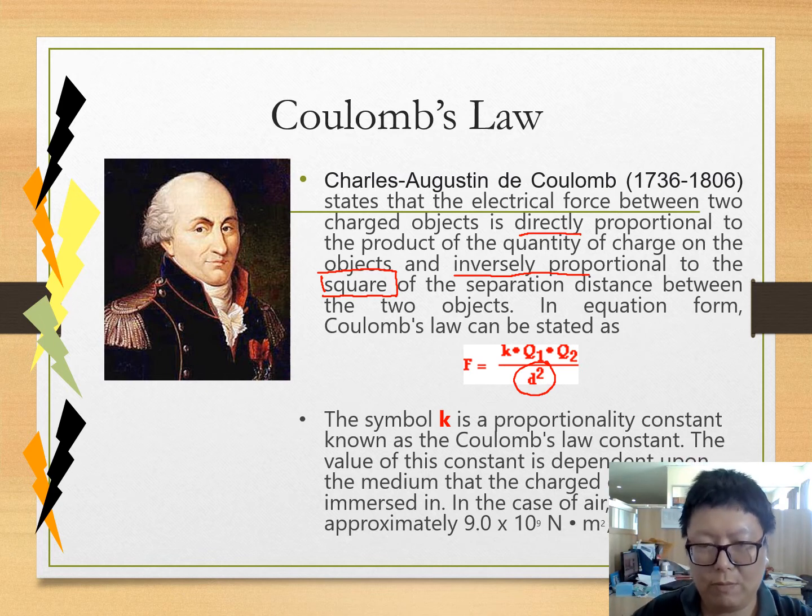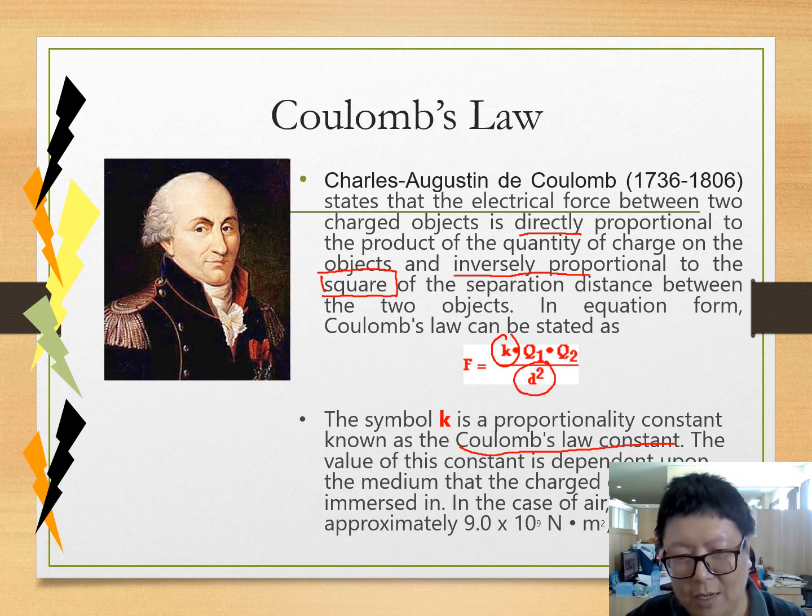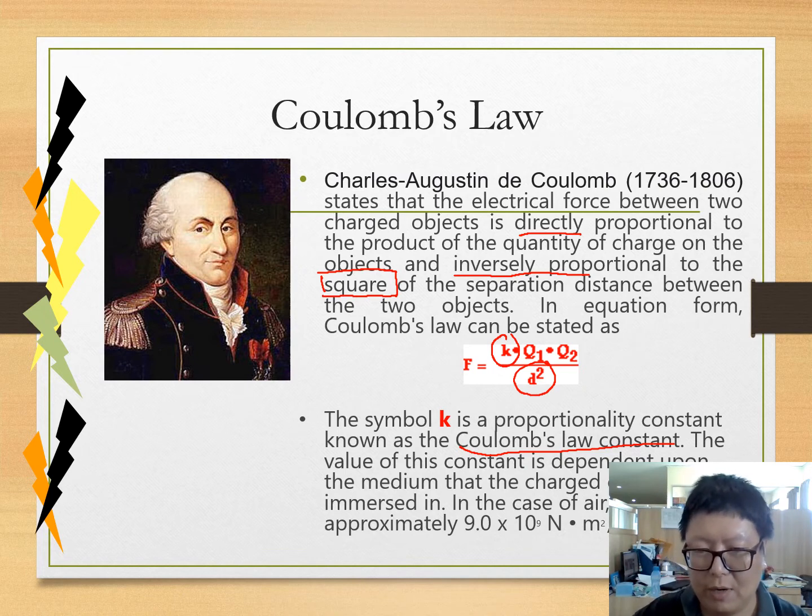Okay, so this is the formula stated by Coulomb. So what is the K? K is the constant. We can call it Coulomb's law constant. The value of this constant depends on the medium that the charged objects are immersed in. So we assume that every charged object is in the air, like us right now. So the value that we use in our next calculation is 9 times 10 to the power of 9 newton meter square per coulomb square.